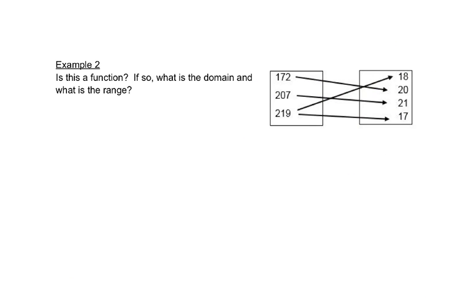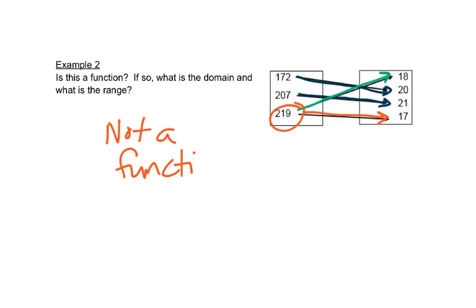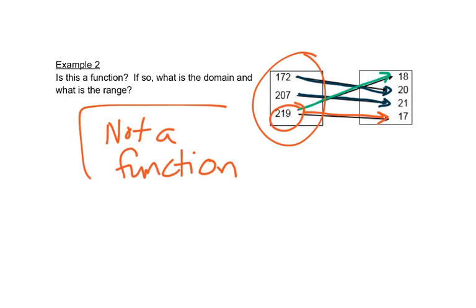Okay, so then this one says the same thing. Is this a function? So we have 172 going to 20, that's one place. 207 going to 21, that's one place. 219 is going to 18 though, and 17. So 219 is going two places. That means it is not a function. A function can have every element in this first set go to one element in the second set. If it's not a function, then we don't have a domain or range.